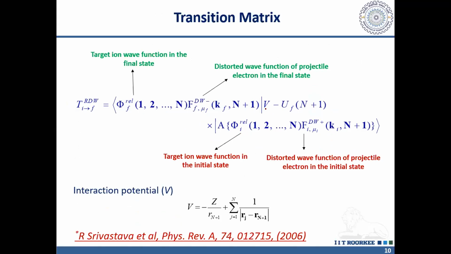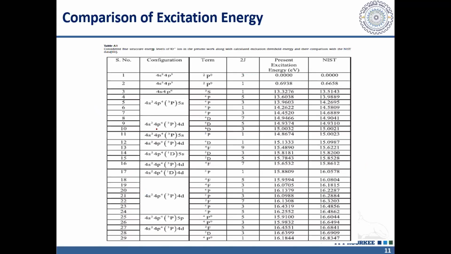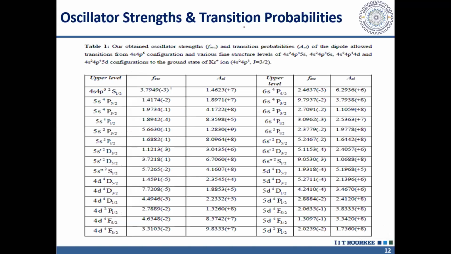Now, to calculate the transition matrix, we first calculate the initial and final bound state wave functions. We calculate these wave functions with the GRASP2K code, and the accuracy of these wave functions is monitored by comparing the excitation energies, oscillator strengths and transition probabilities. In this table, one can see our calculated excitation energies are in good agreement with the available excitation energies, and these are the calculated oscillator strengths and transition probabilities for all the dipole allowed transitions.